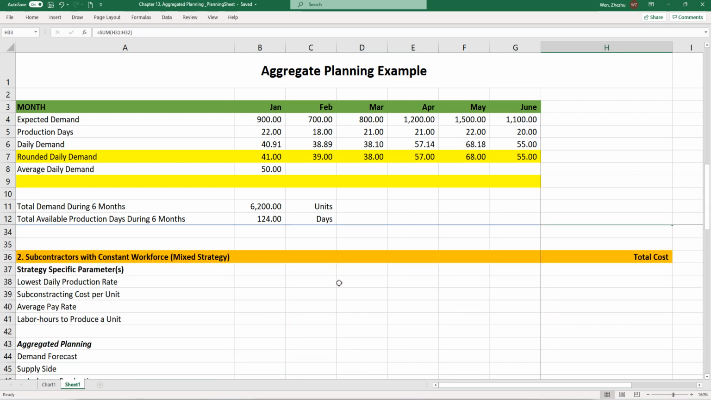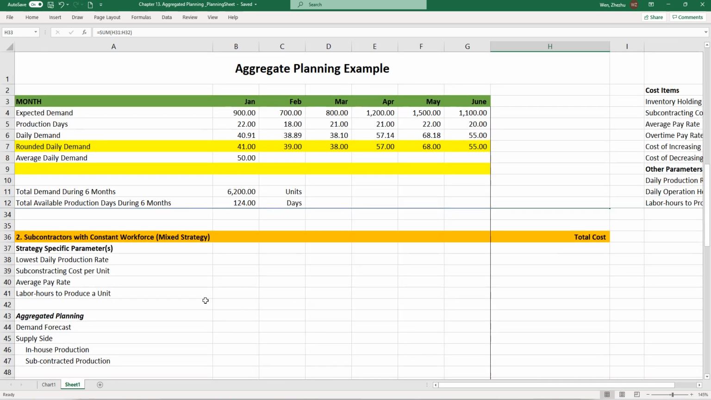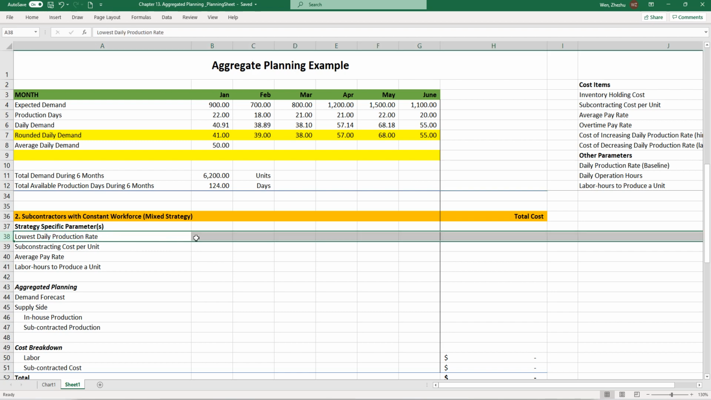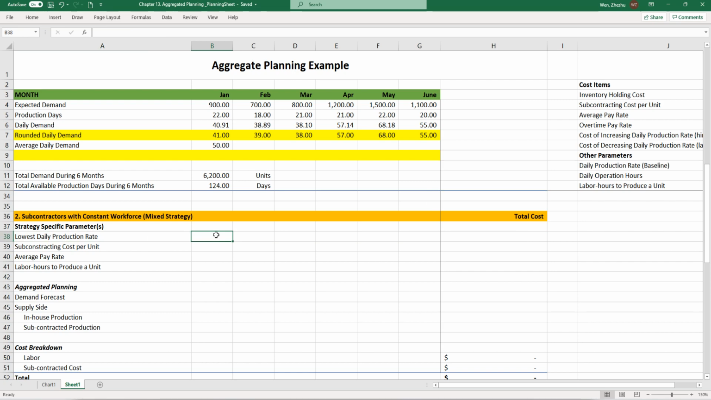Move on to the next strategy, which is the subcontractor with a constant workforce strategy. So in this case, the strategy is we're going to maintain a minimum number of workforce, and whatever amount short, we are going to rely on subcontractors. So we need to determine what is going to be the lowest daily production rate we're going to maintain in order to rely on this particular strategy.